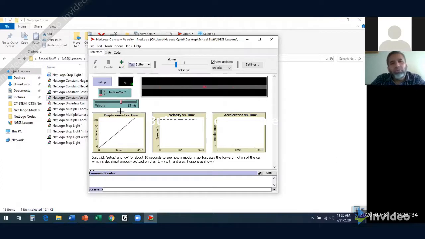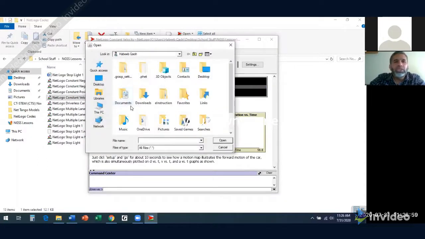So students can look at both ways and understand how the car is moving, and what the plots look like. And this can be done with both positive and negative velocity. That way they understand that the graphs look different for positive displacement, negative displacement, positive velocity, and negative velocity. So that was the first model.